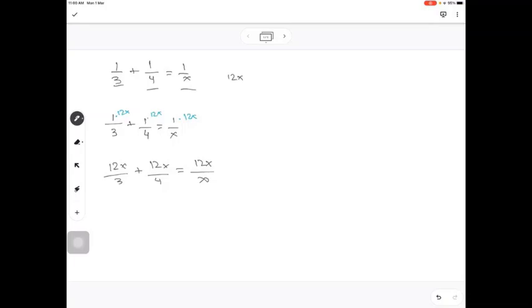We will get 4x plus 3x equals 12. Now we have to add. We will get 7x equals 12. Now we have to leave x by itself on one side. Divide by 7 on both sides. Now we have x by itself on one side. Our answer is going to be 12 over 7, about 1.7.